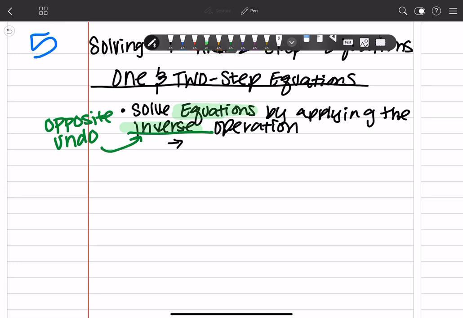All right. Now your goal right here. You're going to have to isolate your variable. Pretty much, you want your variable all by itself.